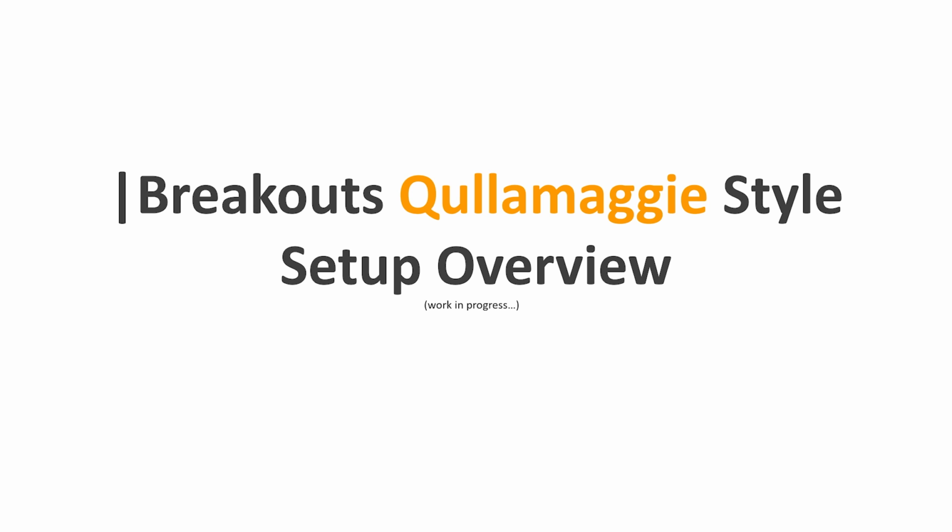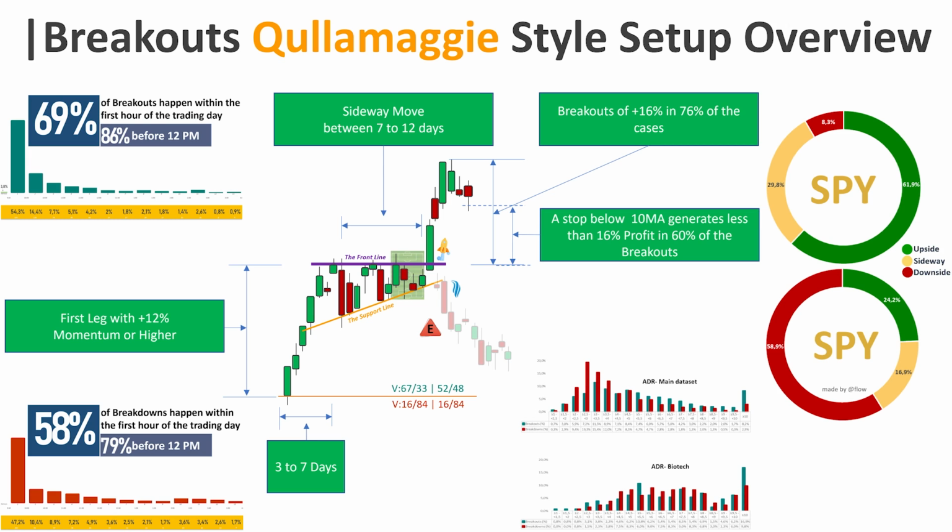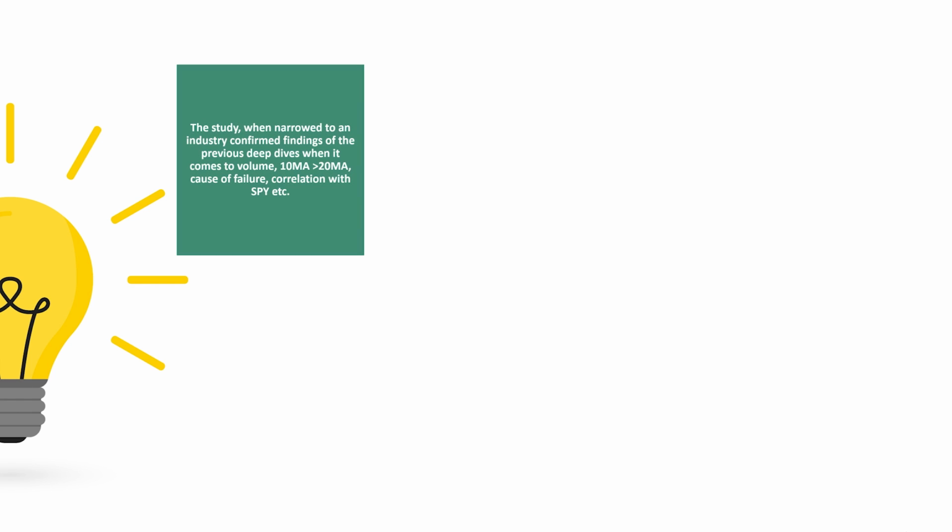A small stop on the Breakouts Qullamaggie style setup overview. It's still a work in progress. The data is adding up step by step while doing the deep dives. And following this deep dive on a narrow industry, in particular biotech, it was very interesting to highlight the difference in ADR between the main dataset and biotech. That's why this element is also added to the overview as being very important to have in mind when trading the setup. And a small final wrap-up of the presentation.